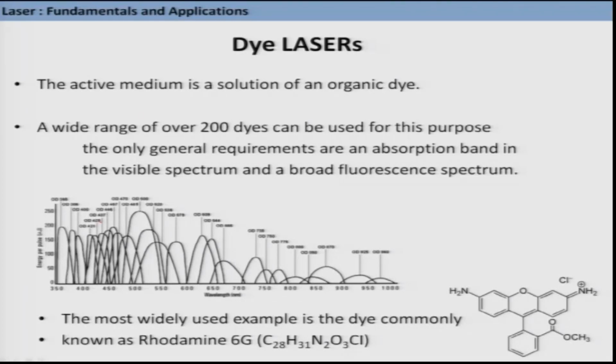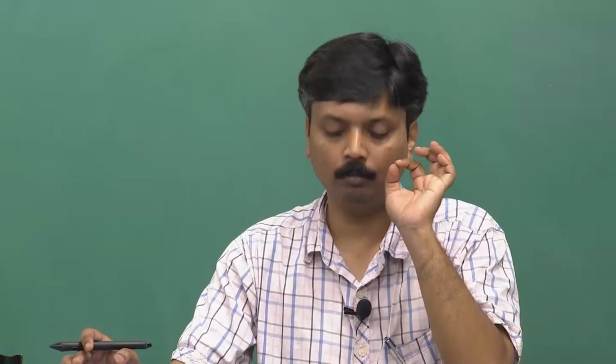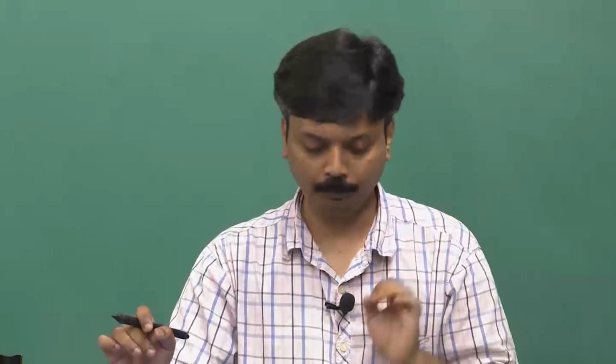Now here I have shown a figure which shows the different regions of the spectrum that we can cover using dyes as the active medium, that is, in dye lasers. You can see it goes all the way from near UV to near infrared. So you can achieve any wavelength between 350 to 1100 nanometer using a dye laser. All you need is the right dye and the right pumping source.